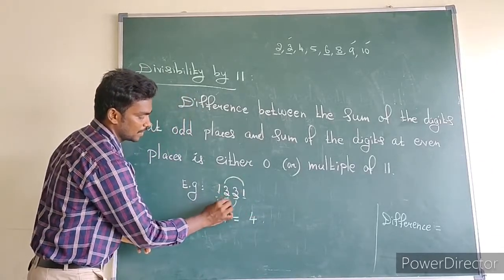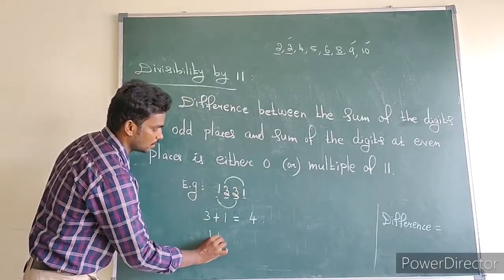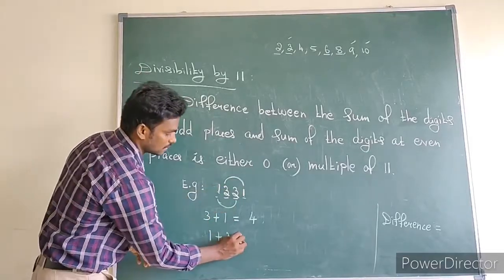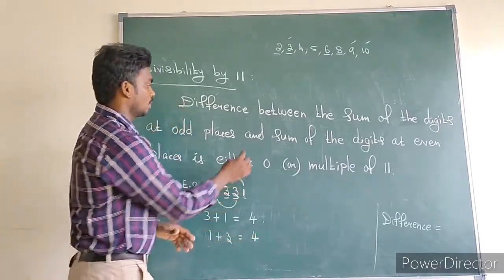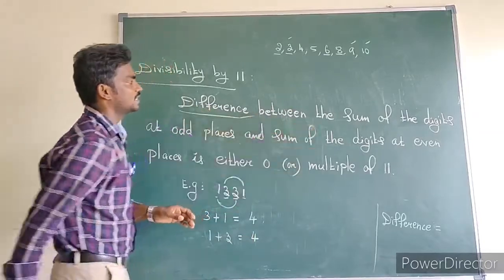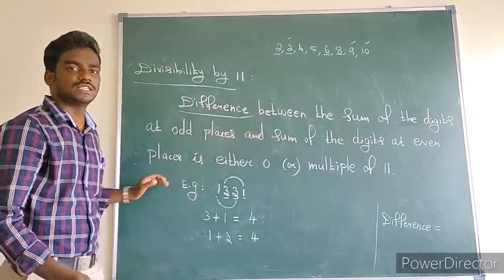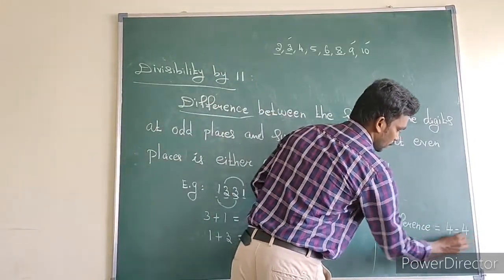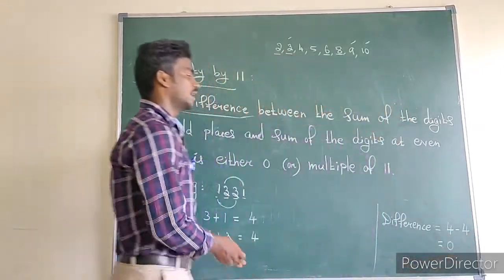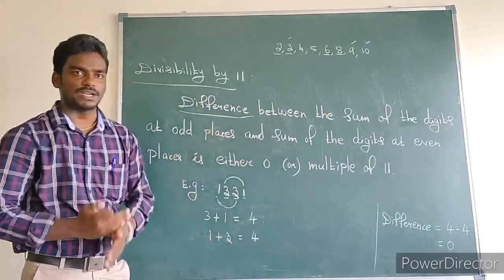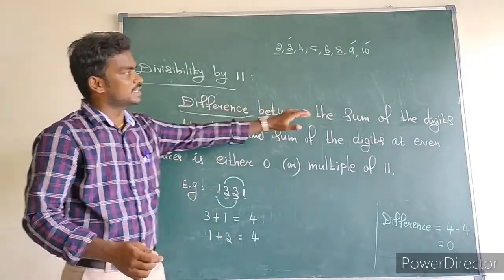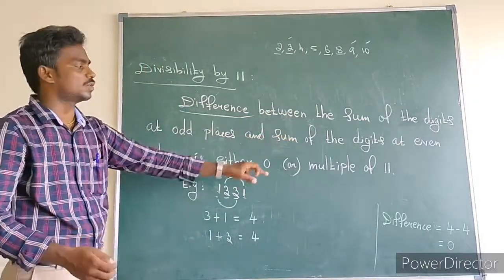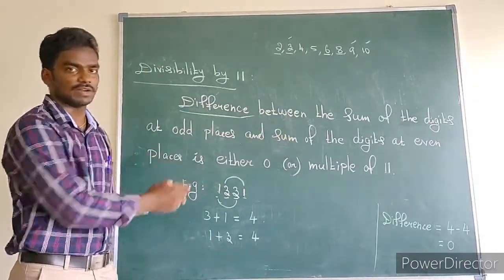So these are even places, the third and 1. 1 plus 3. Odd places is 3 plus 1 and even places is 1 plus 3, which is equal to 4. Now, what is the condition? The difference between the sum of the digits at odd places and the sum of the digits at even places. So the difference is 4 minus 4, which equals 0. So the difference is 0, which means this number is divisible by 11. The difference between the sum of the digits at odd places and even places is either 0 or a multiple of 11, then it is divisible by 11.